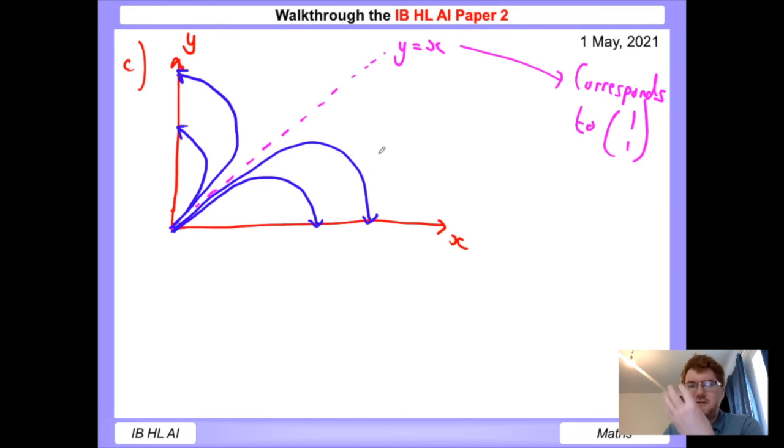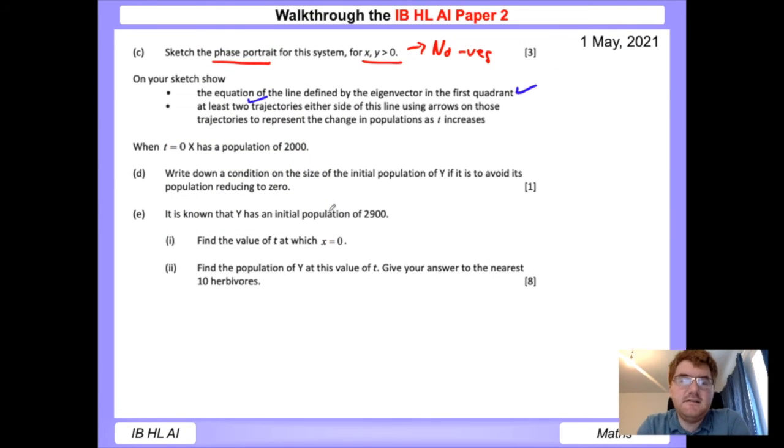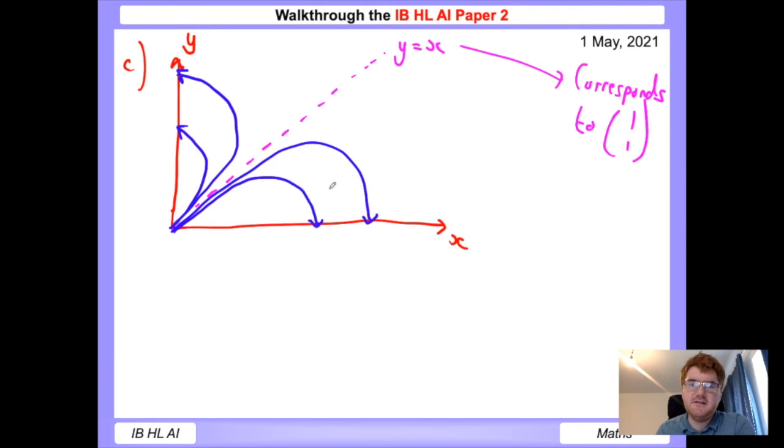I've used my knowledge of eigenvectors to tell me what kind of equilibrium points exist, and that gives me an idea for how the system operates. Okay, and for part D, so when t is 0, x has a population of 2000. Write down a condition on the size of the initial population of y if it's to avoid its population reducing to 0. So this is just an interpretation of your phase portrait.